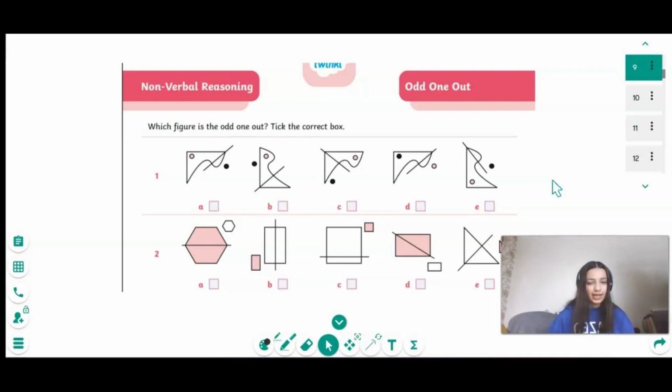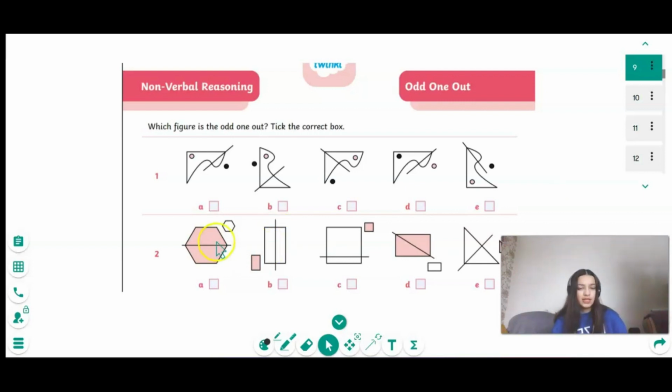So why do we think it's D? Excellent. Yep. So usually the pink dots are on the inside and the black dots on the outside, but with D, they've switched it around. So that's why it's the odd one out. Excellent stuff. Well done. And what about question number 2? Can we have a go at question number 2? Okay, so we're unsure about this one. That's perfectly fine. Let's have a go at it together.